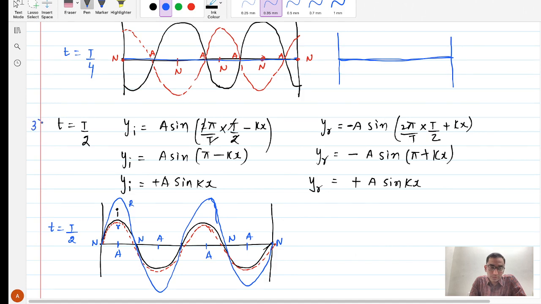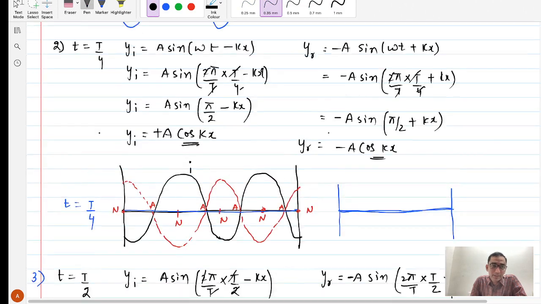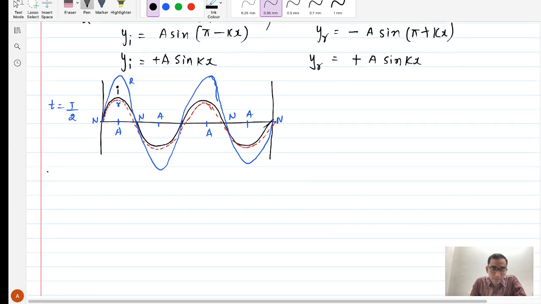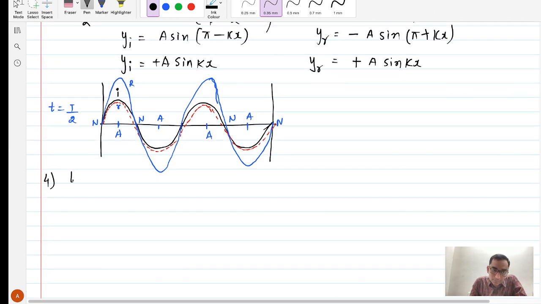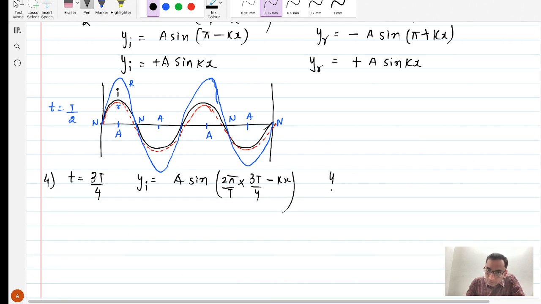Okay, so this one was the third one. Now we will go ahead with the fourth part, wherein I am supposed to plug in the value of time as 3T by 4, and let's write down the incident wave equation, that is A sine omega, which is 2 pi by T, times small t, that is 3T by 4, minus kx. The reflected wave is again minus A sine omega, that is 2 pi by T times 3T by 4 plus kx.